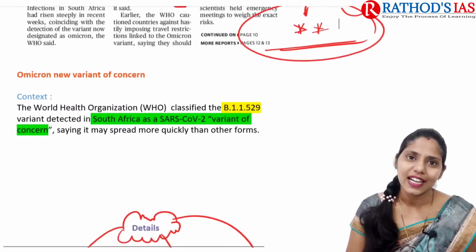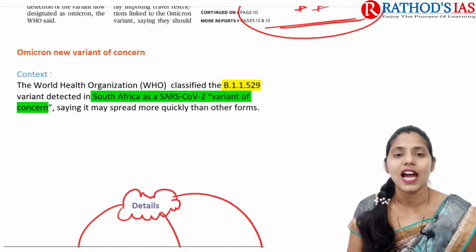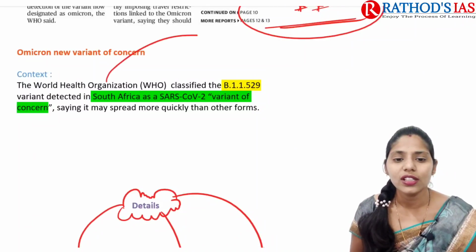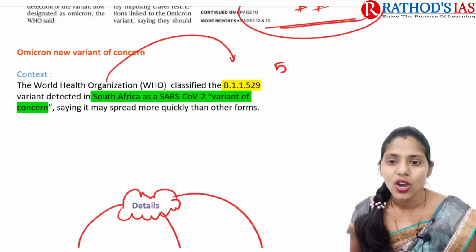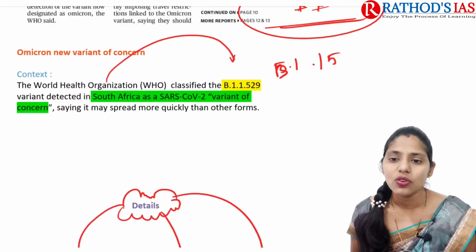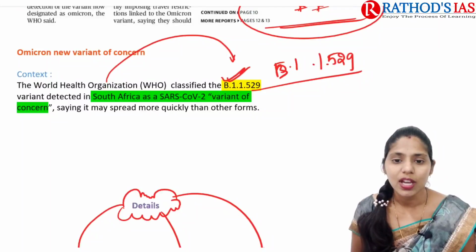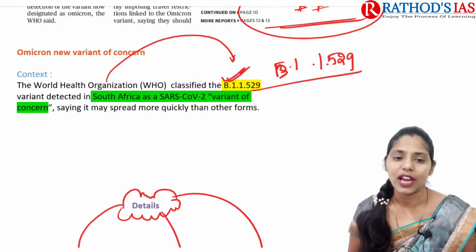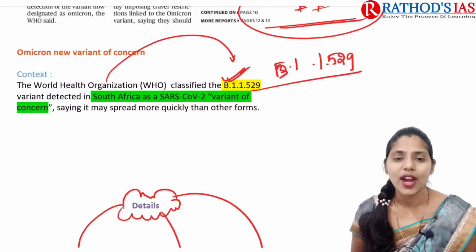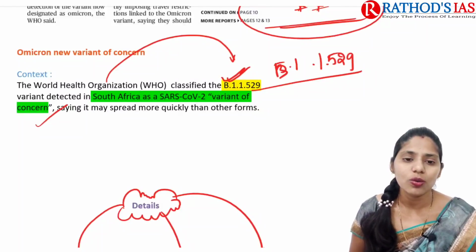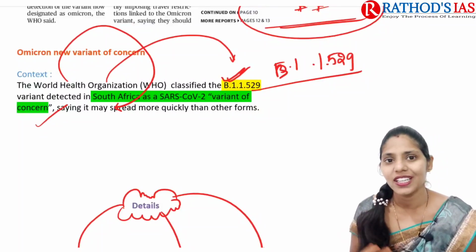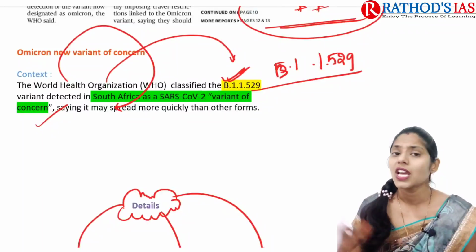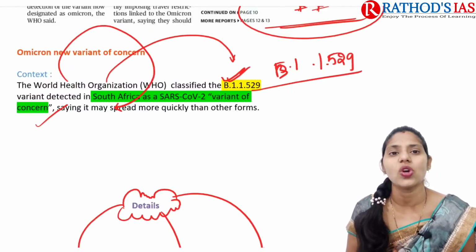Now let us try to see the context. It mainly says that our WHO, that is the World Health Organization, classified this new variant B.1.1.529, which was detected in South Africa, as a SARS coronavirus variant of concern. So WHO decided this variant which is spreading in South Africa is a variant of concern because it is spreading very fast compared to other variants which we saw earlier.